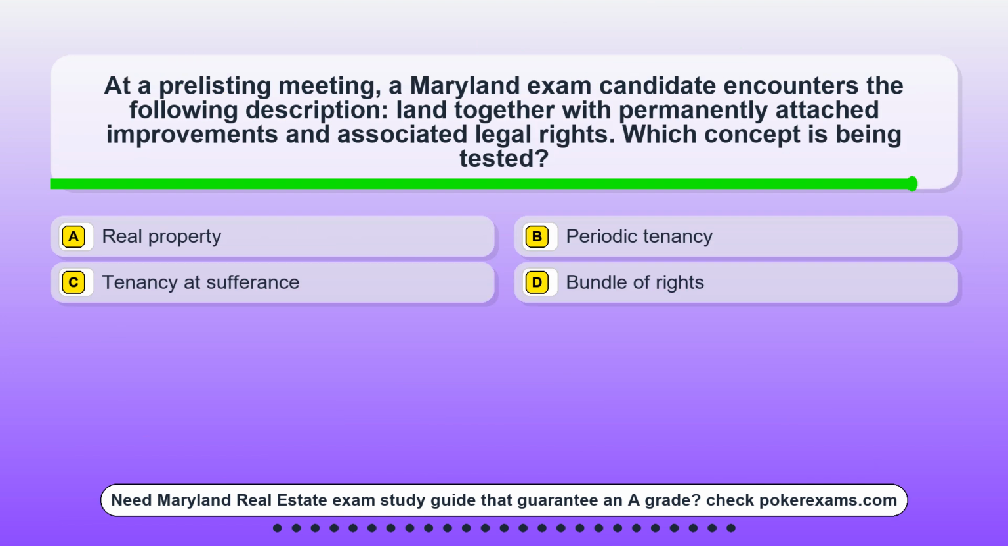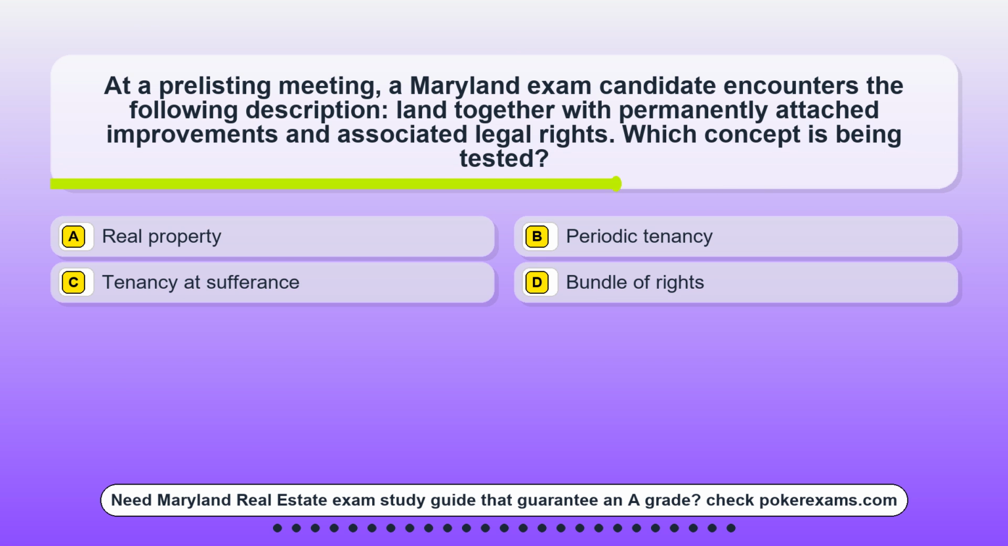Question 15. At a pre-listing meeting, a Maryland exam candidate encounters the following description: land together with permanently attached improvements and associated legal rights. Which concept is being tested? Option A, real property. Option B, periodic tenancy. Option C, tenancy at sufferance. Option D, bundle of rights.